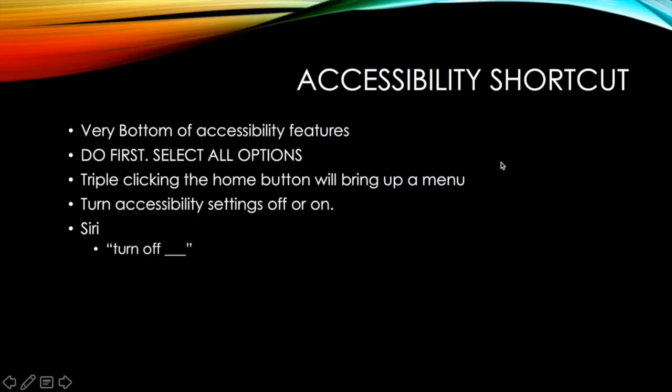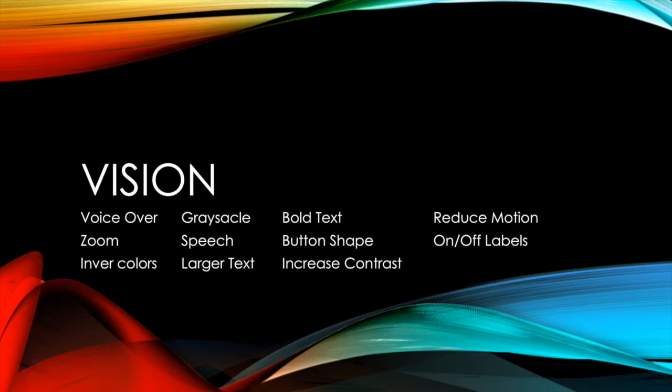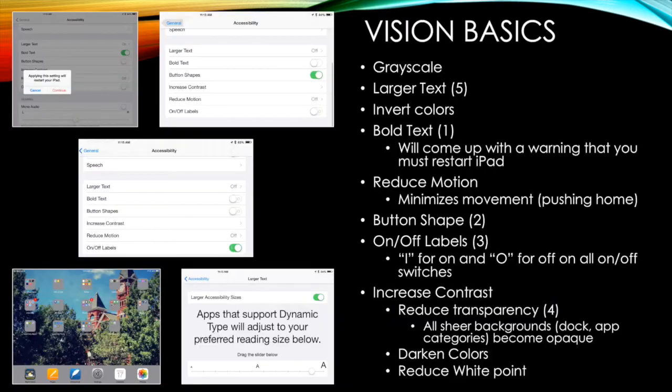Now let us get into our first section, Vision. This category is for individuals with vision impairments. So our vision basics are mostly self-explanatory. Grayscale removes color from the screen, and large text will make the text larger, for example. Bold text makes the font for all software bold.